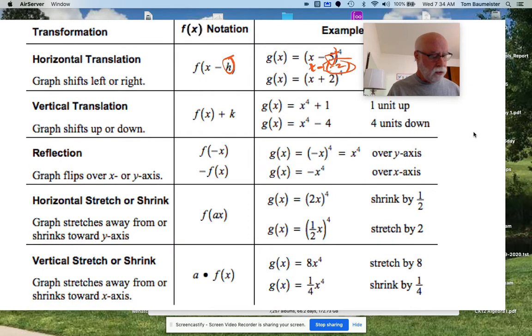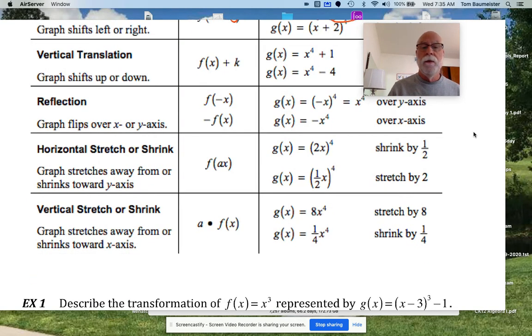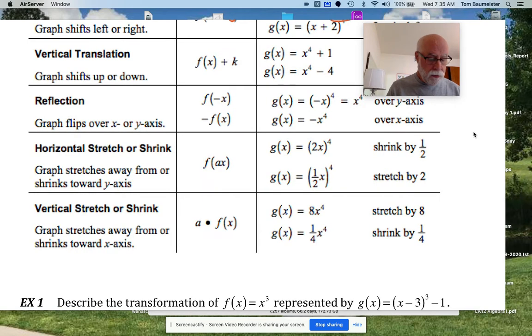A horizontal stretch or shrink, okay, again, it will be on the inside here, so f of a times x, and that's going to be, remember, an opposite, so if it's 2, it shrinks by 1/2. If it's 1/2, it stretches by 2. So remember, on those horizontal ones, we flipped it. And then a vertical stretch or shrink, again, it's on the outside, so if it's 8, it's a stretch the same way, and it's a shrink the same way, so a shrink by 1/4.